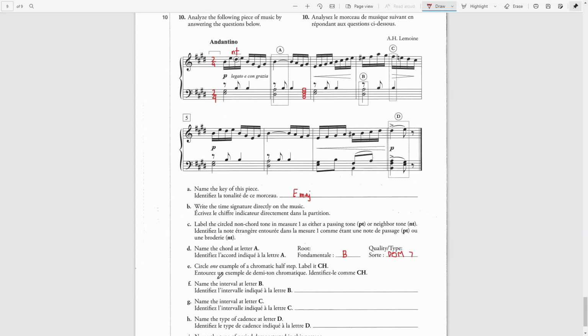Circle one example of a chromatic half step, label it CH. Here's one example, E to E sharp. We also have another example here, A to A sharp. But since we only have to name one, I'll just circle the first one. And we mark it CH.